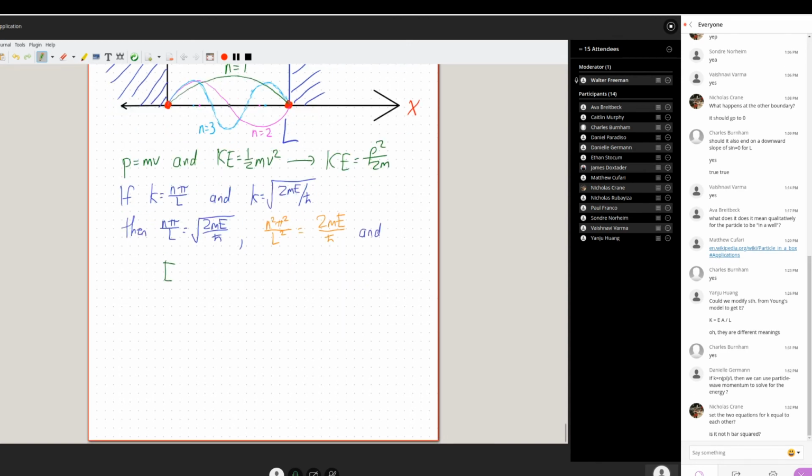And E equals n squared pi squared h bar over 2m L squared. I'm going to draw a big honkin' red box around this formula. Is it not h bar squared? It is. It is not h bar squared.